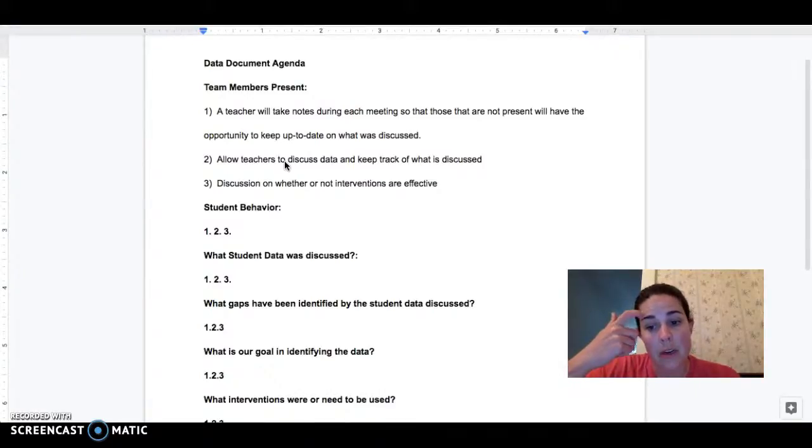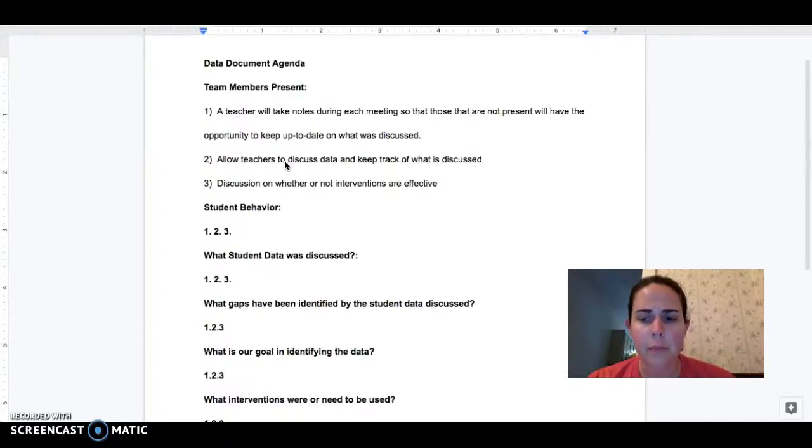I think it's important to document who all was at the meetings. Also take notes during the meeting so the teachers that are not able to attend can see what is discussed. It also allows teachers to discuss data and keep track of what is being discussed. So you can look back and see whether the same topic was discussed several times, and if it was, then some action needs to be taken about that.